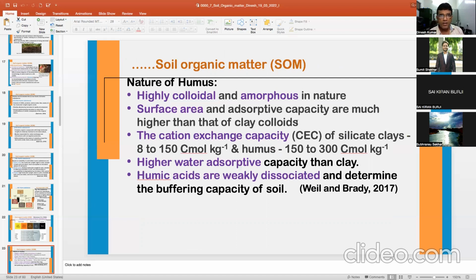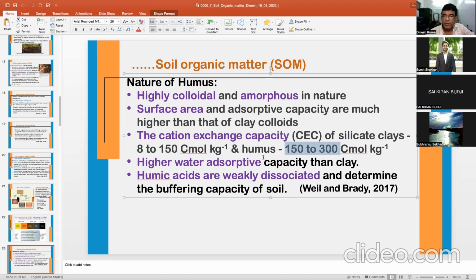It can be 200. You can see the cation exchange capacity of silicate clays or clay colloids is 8 to 150 centimoles. Kaolinite has low, and vermiculite and montmorillonite have very high capacity. Cation exchange capacity is measured in centimole per kg of soil. But humus has high, that is 150 to 300 centimole per kg soil. You can see up to 500 cation exchange capacity of humus.